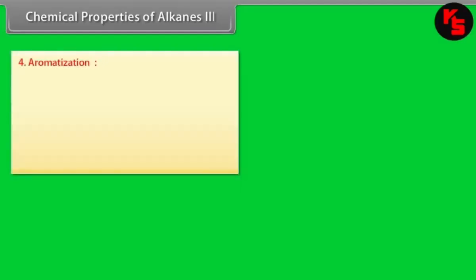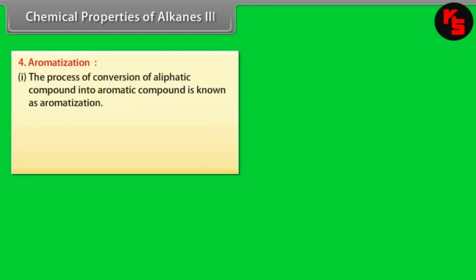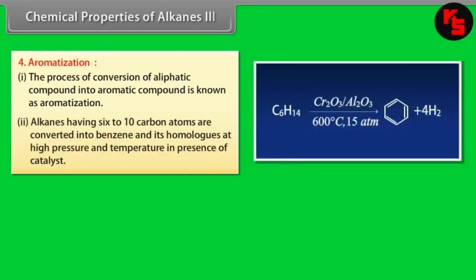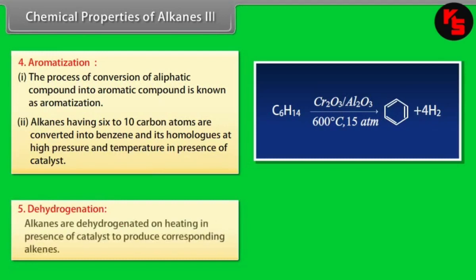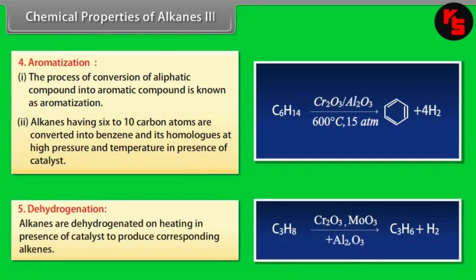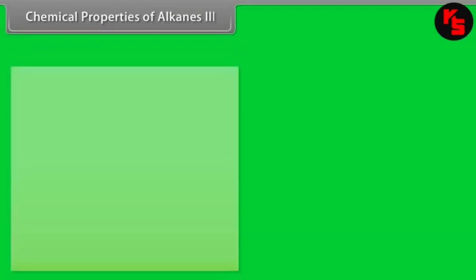Chemical properties of alkanes, Part 3. Aromatization. Number 1. The process of conversion of an aliphatic compound into an aromatic compound is known as aromatization. Number 2. Alkanes having 6 to 10 carbon atoms are converted into benzene and its homologues at high pressure and temperature in the presence of a catalyst. Dehydrogenation. Alkanes are dehydrogenated on heating in the presence of a catalyst to produce the corresponding alkenes.